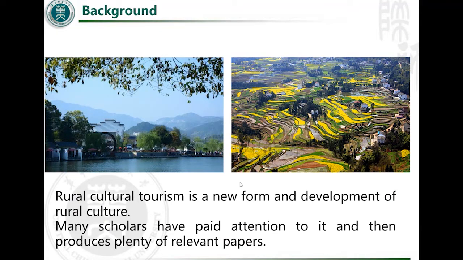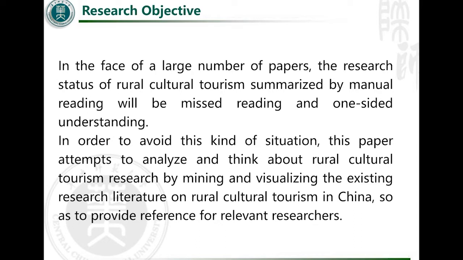Cultural tourism is a new form in the development of rural culture. Many scholars pay attention to it and have produced plenty of relevant papers. However, in the face of the large number of papers on the research status of rural cultural tourism, summaries based on mutual reading can lead to misreading and one-sided understanding. So, in order to avoid this situation, this paper attempts to analyze and reflect on rural cultural tourism research by quantifying and visualizing the existing research literature on rural cultural tourism in China, so as to provide a reference for relevant researchers.